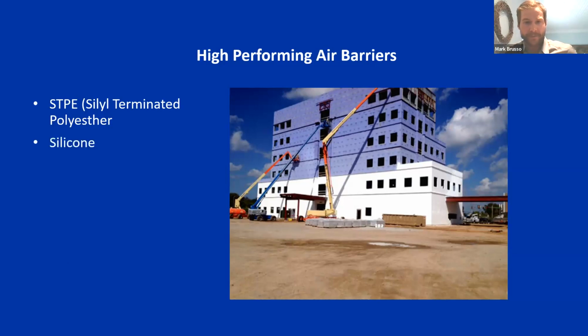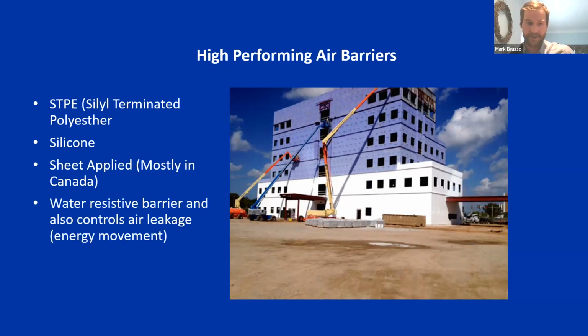High-performing air barriers can consist of things like STPE, silyl terminated polyether. This is a hybrid fluid-applied air vapor barrier that functions much like a silicone and a polyurethane, so it's the best of both worlds. Silicone is also very commonly used. The difference I see in our markets in the US versus Canada is that we do a lot of work up here in Canada with sheet applied systems, whereas the US markets are still working primarily with fluid applied systems. I'll argue I prefer fluid applied, just for the ability to achieve continuous coatings and layers, and also it's a lot more productive in my opinion.